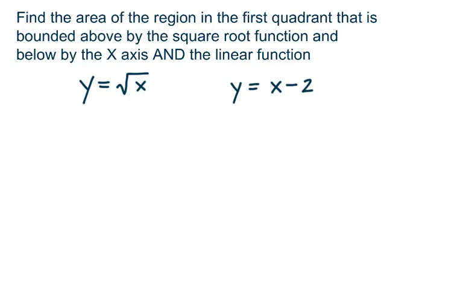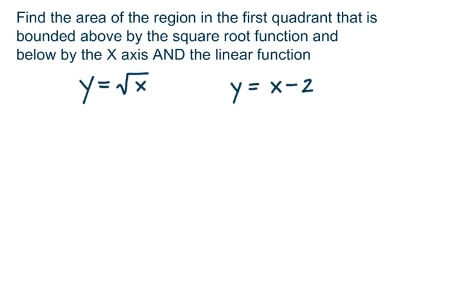In this example, we're going to find the area of the region in the first quadrant that is bounded above by this square root function, y equals the square root of x, and below by both the x-axis and the linear function. So we really need to pay attention to what our boundaries are and what is above and what is below. So let's look at the graph first.